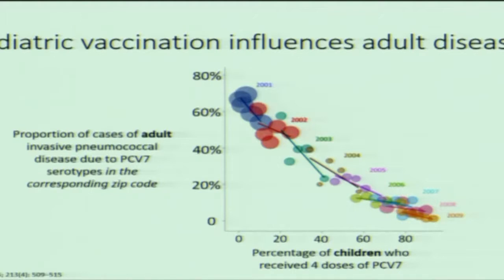This was an interesting study done in Connecticut where the investigators looked at the proportion of children who had completed their pneumococcal vaccine series and the proportion of adult cases of vaccine-specific, serotype-specific pneumonia in the zip code corresponding to where the children had or had not gotten vaccinated. And you can see basically a nice association where the more children in your zip code that have gotten pneumococcal vaccine, the fewer adults in that same zip code get vaccine serotype-specific pneumonia. So the conclusion from this is that it's important for grandma to get her pneumonia vaccine, but it's probably more important that grandma's friends, relatives, and neighbors' kids all get the pneumonia vaccine first.